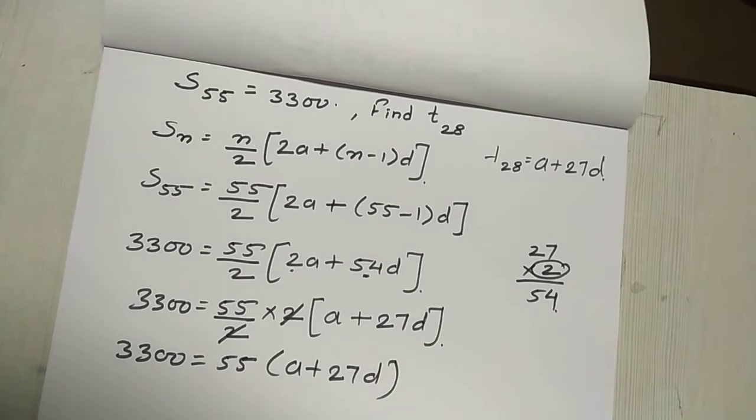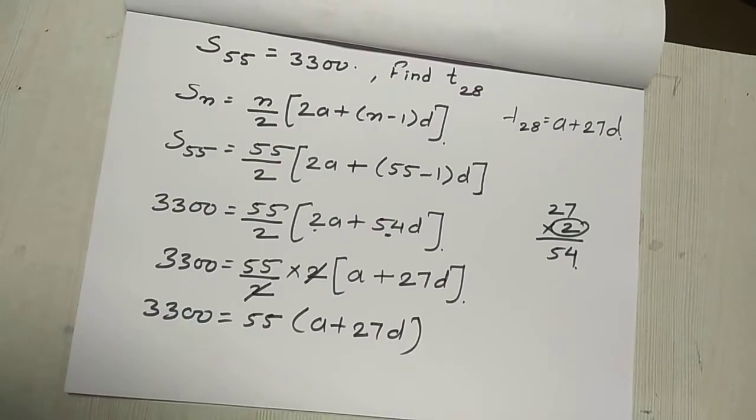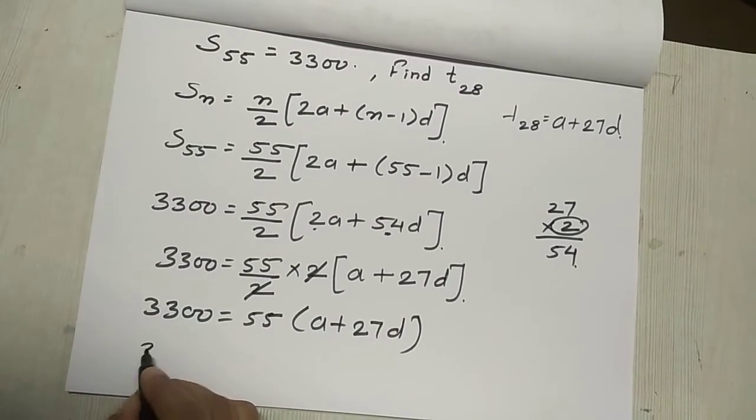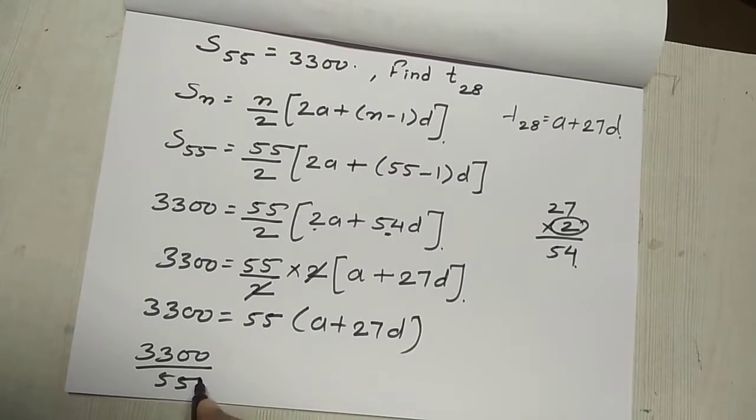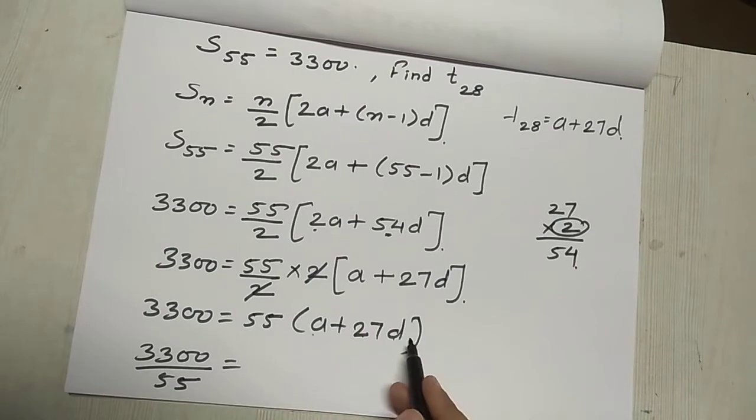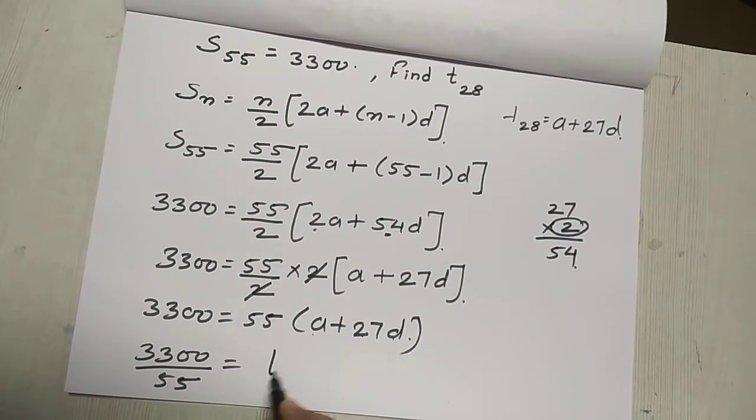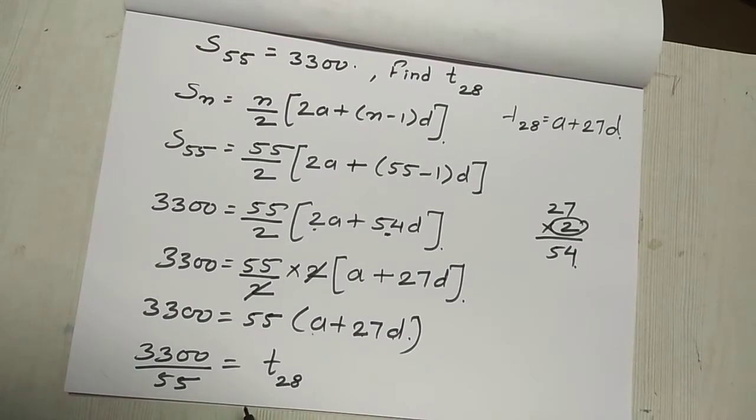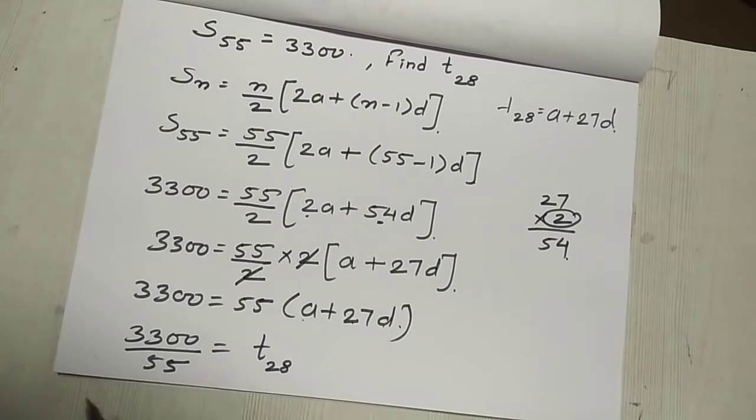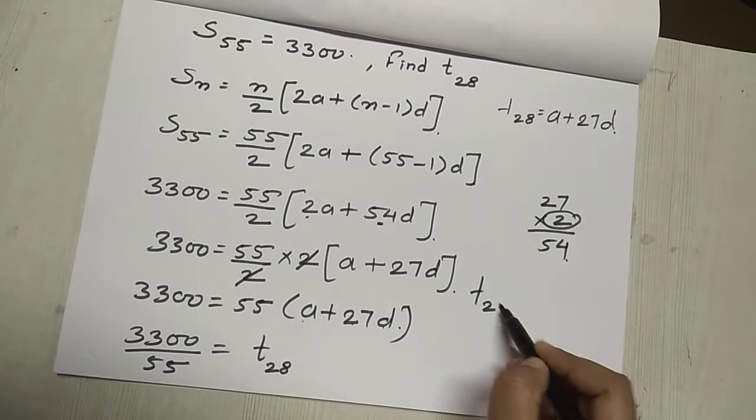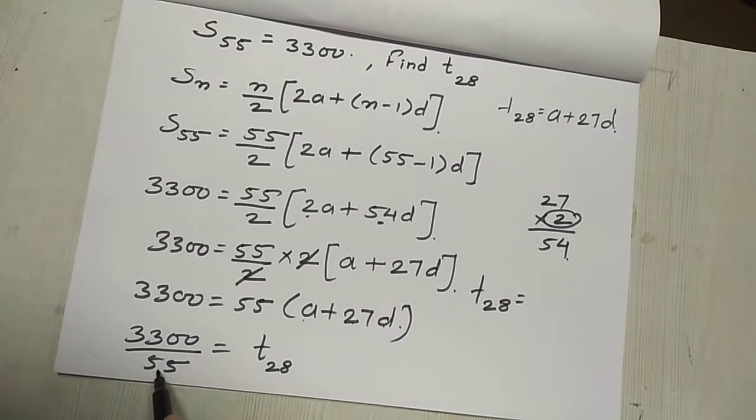That's it. You're only one step away from the answer now. This will be 3300 upon 55 is equal to a plus 27d, which is what? T28. So you write here T28. You solve the LHS, you get the answer of T28. Let's solve the LHS. Okay, now let's solve this.